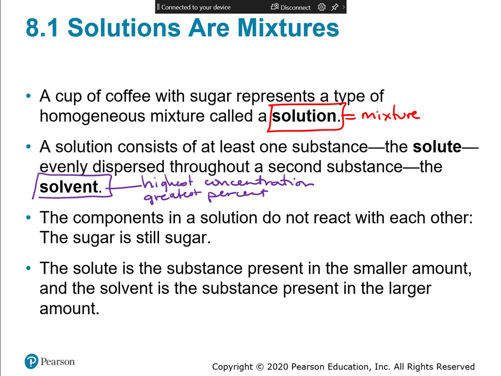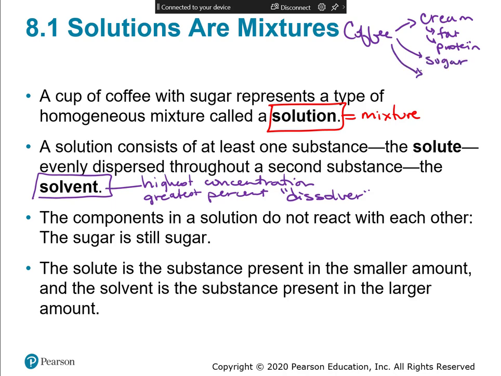I always think of it as the dissolver. So it's what dissolves other things. So again, when you think about coffee, coffee is a mixture. Well, coffee might have cream in it. And cream, remember, has some fats. It has some proteins. But then it might also have sugar. It also has all of the caffeine, the flavorings, the colors. So all of the coffee pigments.